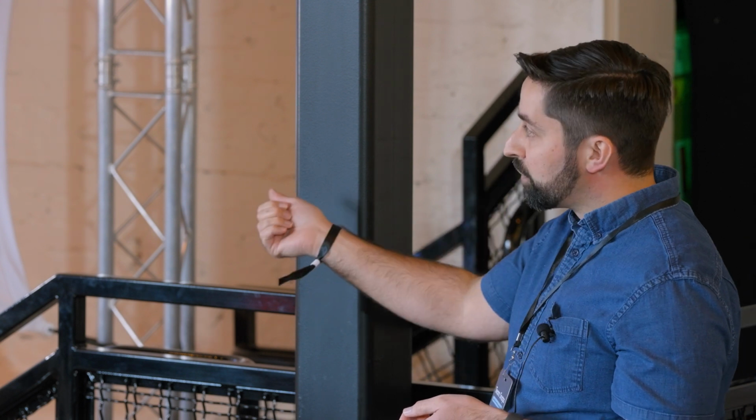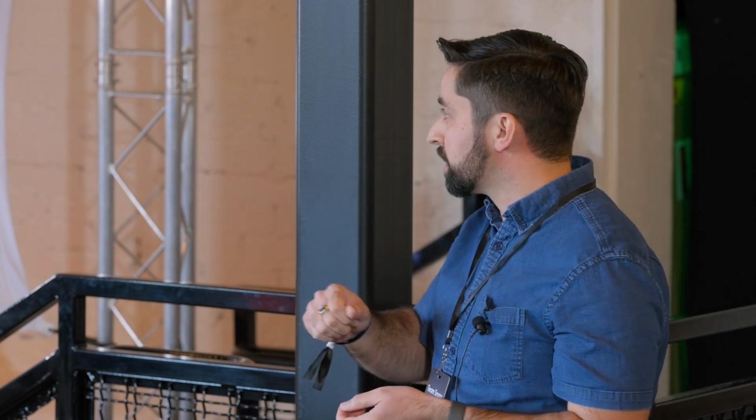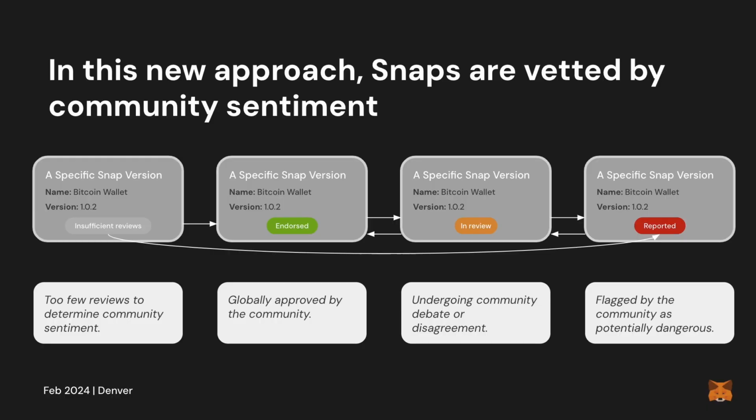So you may have a specific version of a snap. Let's say it's Bitcoin Wallet version 1.0.2. It can be endorsed by users. It can be in review as it's undergoing community sentiment. Maybe there's a debate. Maybe some people endorse it, some people dispute that. It can be flagged by the community as potentially dangerous. And then users can get this information from the community and have a better insight into what is safe to use. And all of you, like I said, are invited to test this with us.